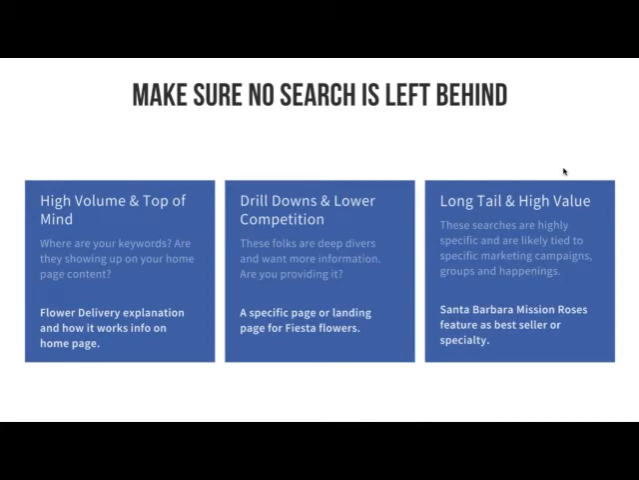When we make sure no search is left behind, I can take a look at tactics I can take here. On the left, I have a flower delivery explanation and a how it works section on my homepage. In the middle here for drill downs, I have a specific page for Fiesta flowers. And then I might even do one for Santa Barbara Mission roses too, or feature it on the homepage for people that are looking for it. So there are ways in which we can think about how people are searching for you and cater to them for when they get to your site to optimize and improve conversion.